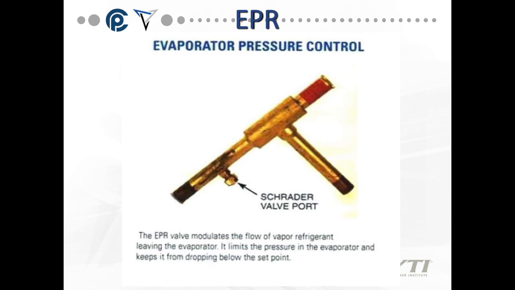So the first additional component is the evaporator pressure control, or EPR. It's actually evaporator pressure regulator. The EPR valve will modulate the flow of vapor refrigerant leaving the evaporator. It limits the pressure in the evaporator and keeps it from dropping below a certain set point. You see EPRs when you have multiple evaporators. If you have more than one evaporator hooked to a refrigeration system, you will most likely see an EPR in the system. And it does have a Schrader valve port, so you can actually set this based on the pressures you need to have in that evaporator.